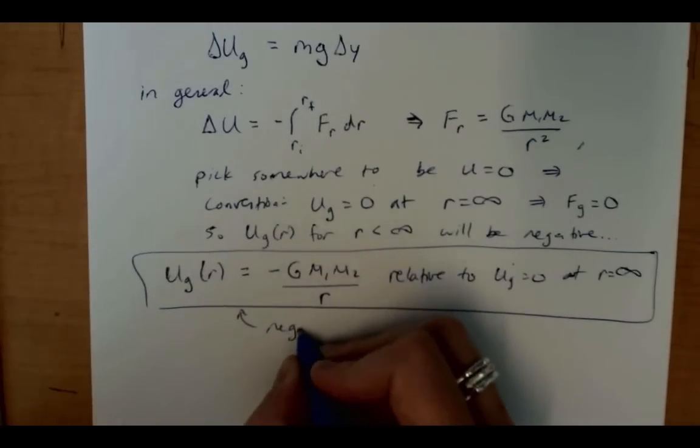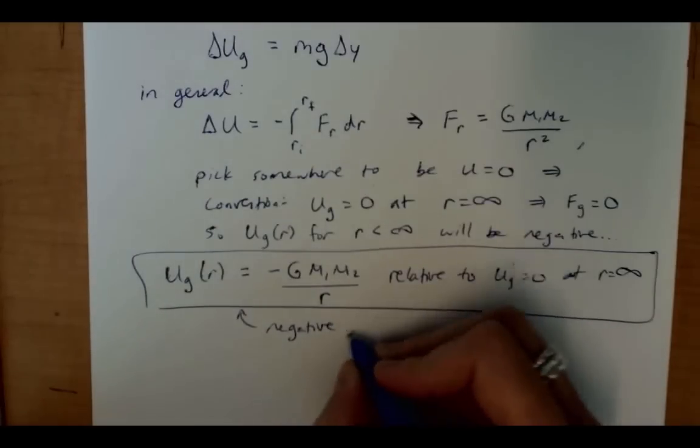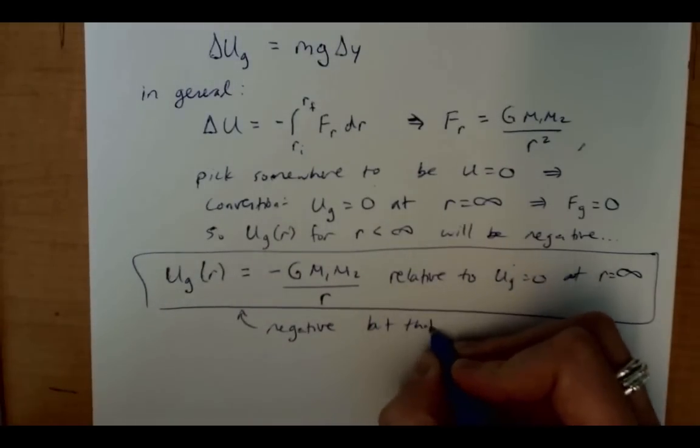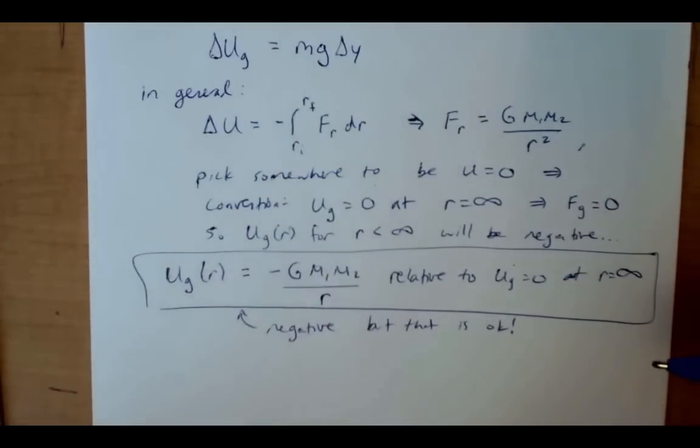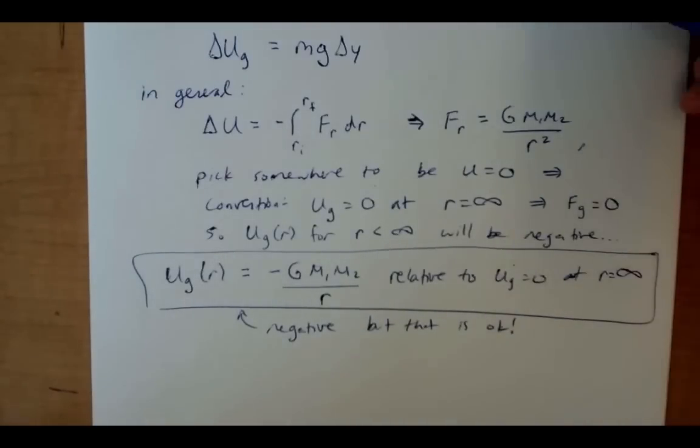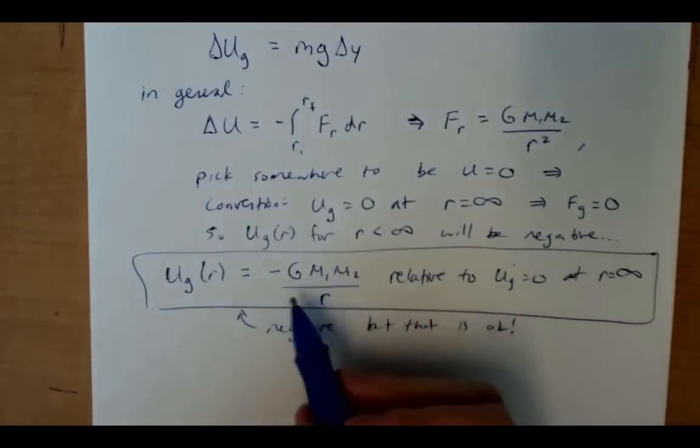And again, note that it's negative, but that is okay. A lot of times students panic because it's negative energy, but it's a negative gravitational potential energy, which is an arbitrary thing because it depends on the convention that you use. But this, again, is the common convention. All right, so that's the gravitational potential energy, which we can then express here.